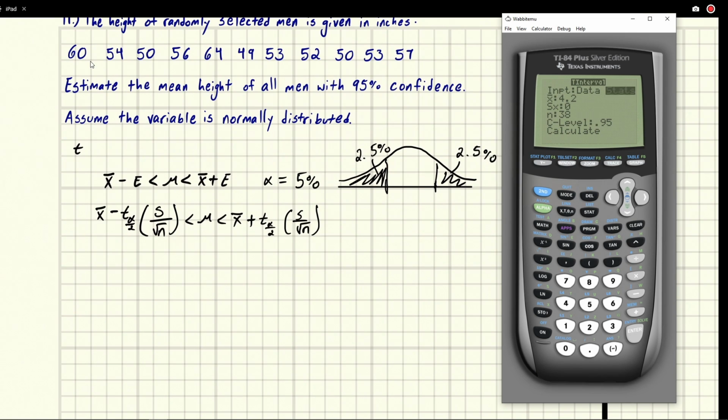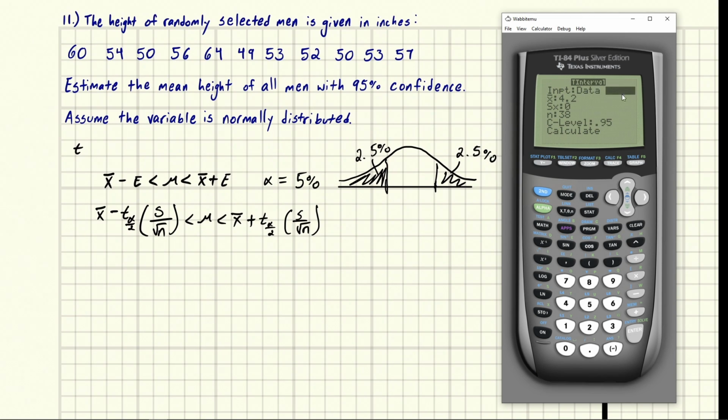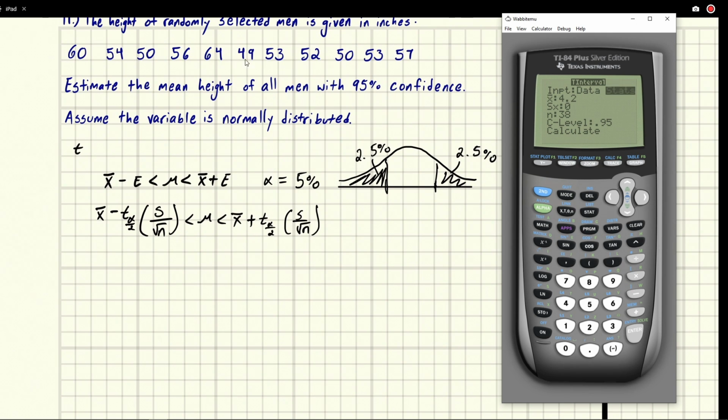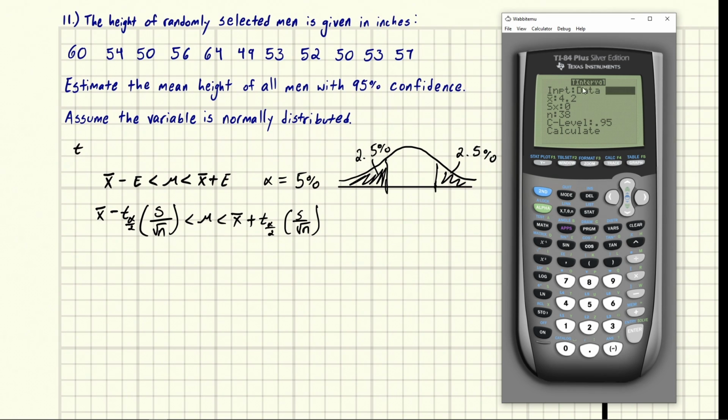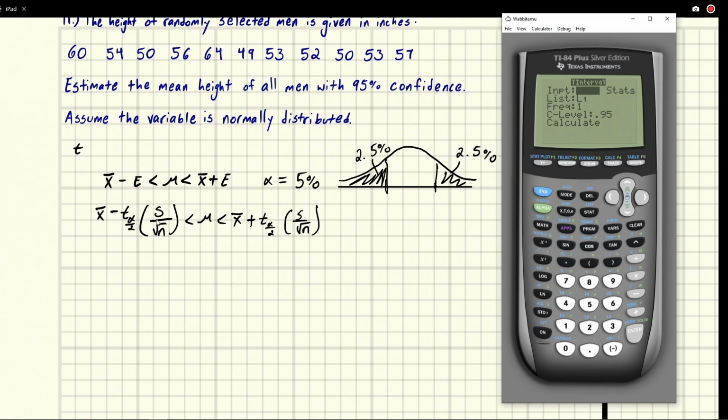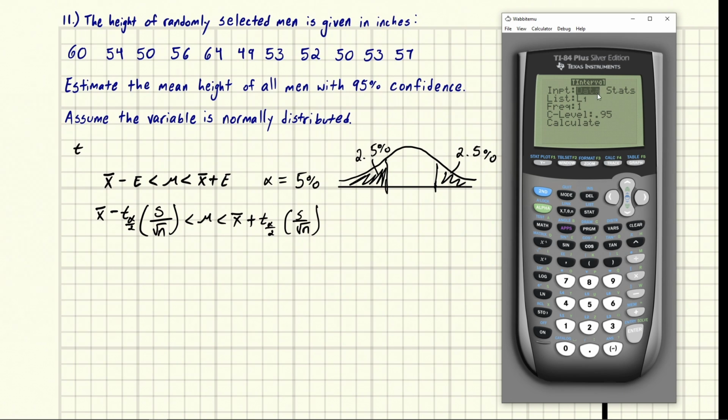Now, we have not computed the statistics. Remember, statistics are computed from our data. We haven't done any of that. We weren't given the mean or the standard deviation or any of this stuff. And so we're going to tell it, hey, use data. By telling it to use data, we're basically saying calculate this stuff for us. And the data is in list 1, so that's correct.